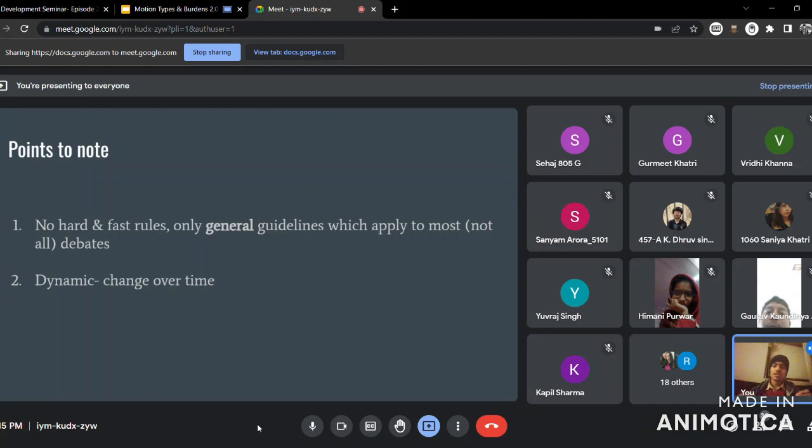The second thing here is that these are dynamic and they change over time. So debating as a sport or a community is not something whose rules are set in stone, right? Even in sports, the rules change. Cricket rules sometimes change, like on what basis LBW is given and on what it isn't. Football rules sometimes change. So similarly, debating rules or just guidelines in general also change over time.